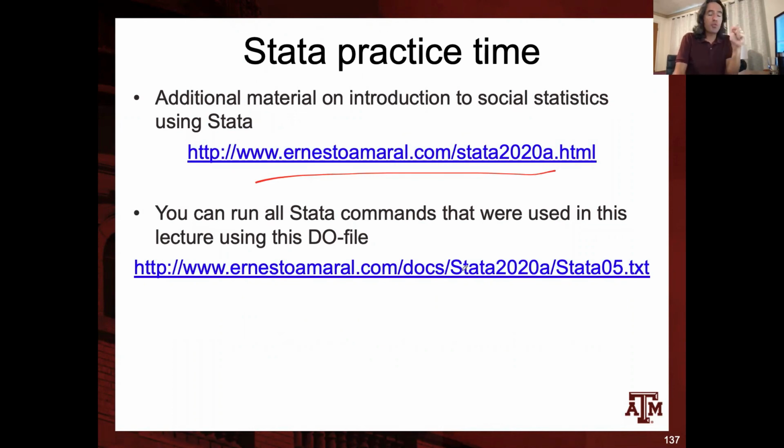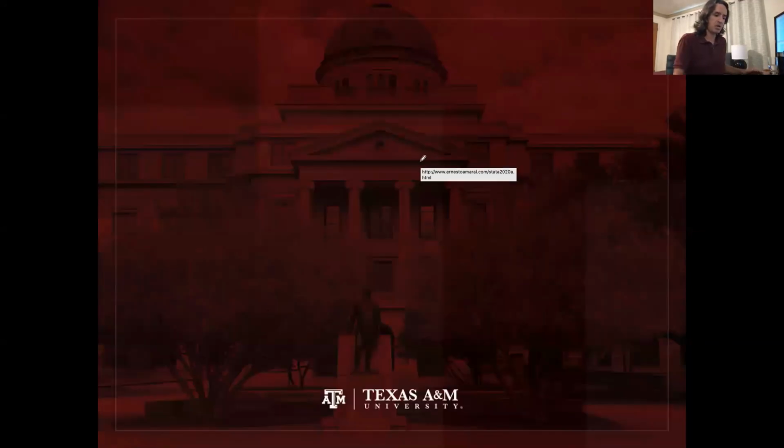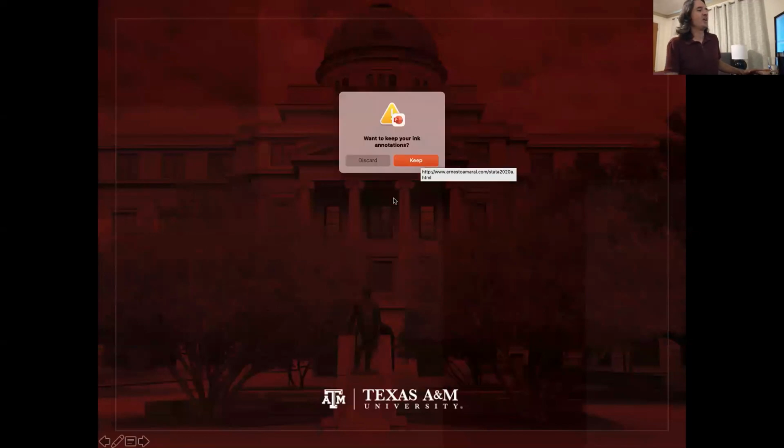Issues still with heteroscedasticity. The additional materials I said before on Introduction to Social Statistics are available on this website. And the specific do file with all the commands that I used in this lecture is at this specific link here. And this link you can also find within this page.